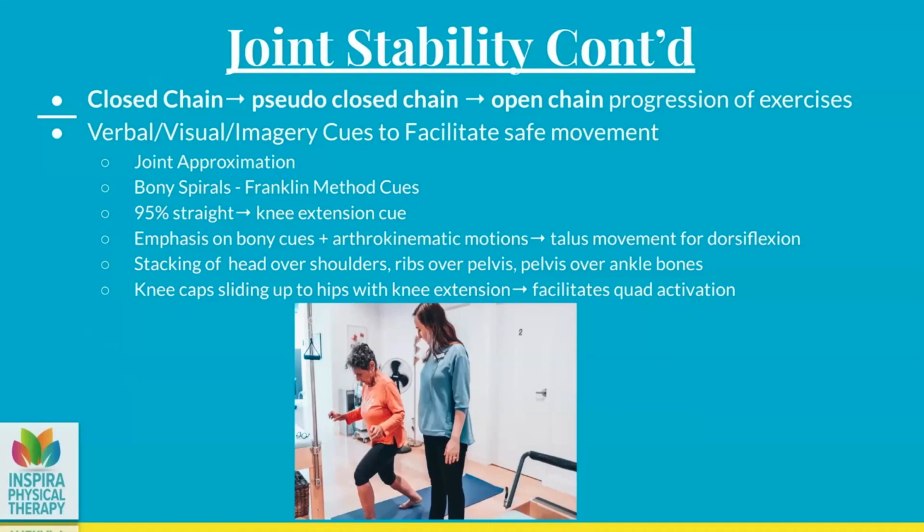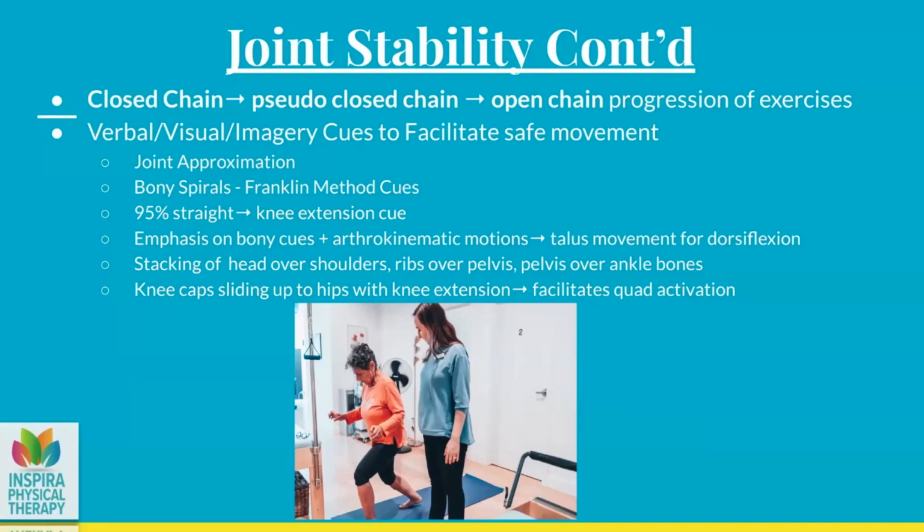Some of the verbal, visual imagery cues that we utilize could be joint approximation. I use Franklin method cues. One cue for knee extension I use is to think of straightening your knees only 95% of the way. I emphasize bony cues a lot. Again, that goes back to the stacking, as well as arthrokinematic motions.